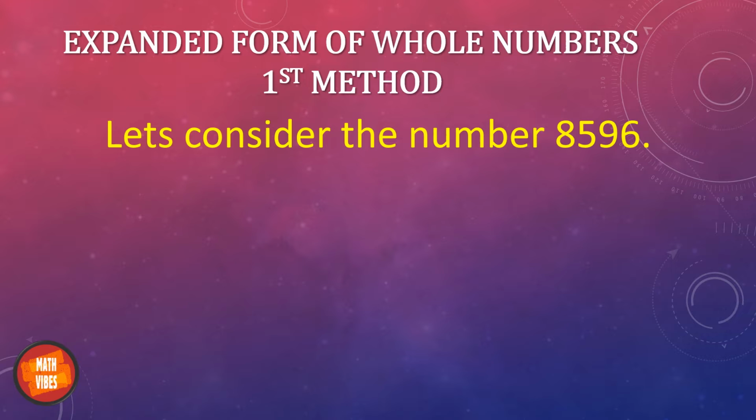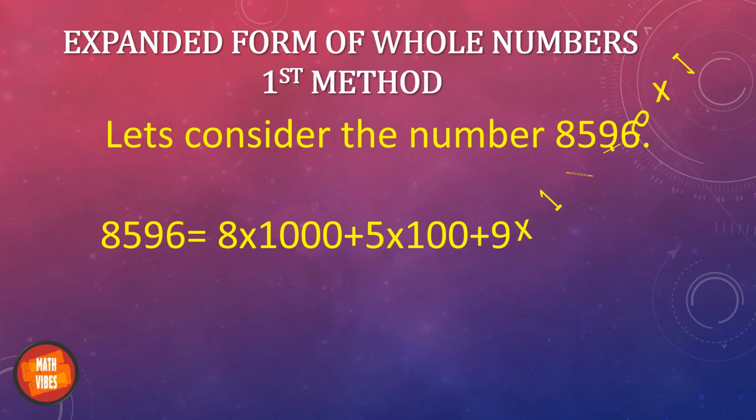So let us discuss the first method, and here is our first question where we have to find out the expanded form of 8596. Firstly, I'll tell you the easier method. Not a mathematical method, it is just a kind of a trick to do the question quickly. So 8596 can be written as this. Now how?